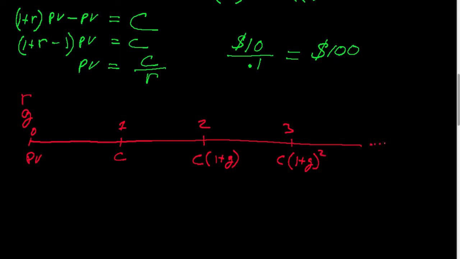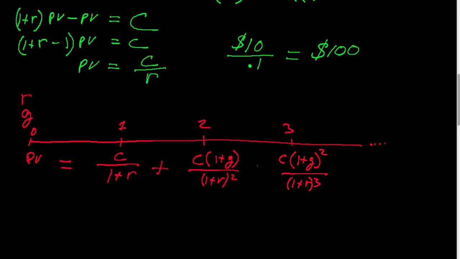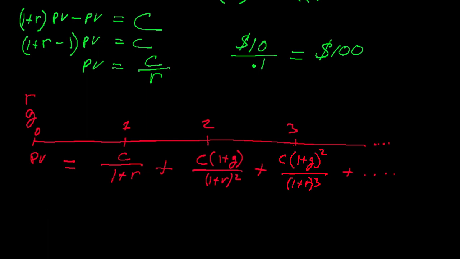So how would we calculate the present value of that? Well, we're going to want to discount by 1 plus R, and by 1 plus R squared, 1 plus R cubed. And so the present value is going to equal C divided by 1 plus R, plus C times 1 plus G divided by 1 plus R squared, and so on. Again, we have an infinite series. It takes a little bit more algebra to solve this series. But the solution is that the present value of a growing perpetuity is equal to C, which is the first cash flow, divided by R minus G.